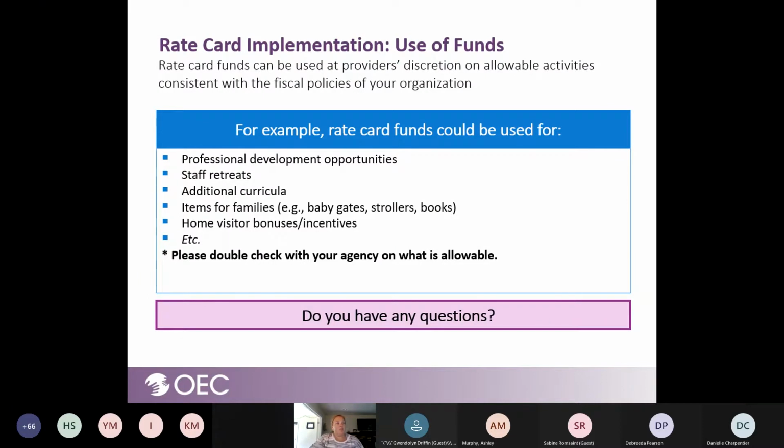Rate card funds can be used at your discretion based on what your organization allows, and we reviewed those this morning during our contract review. For instance, funds can be used for professional development opportunities, staff retreats, additional curricula, items for families such as baby gates, strollers, books, and any other kind of emergency needs that families may have, but you would need to purchase those and then give them to providers or to families since we are not allowing gift cards.